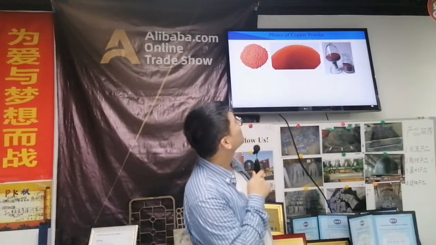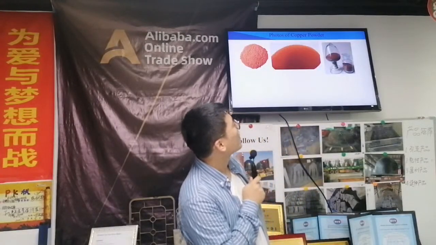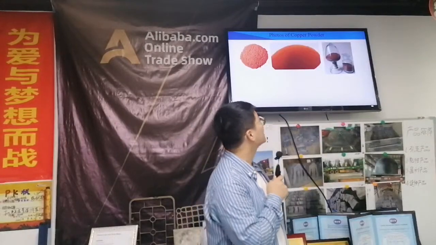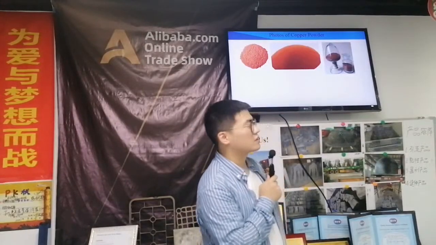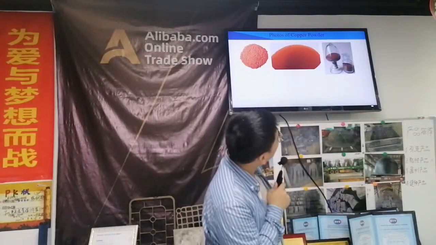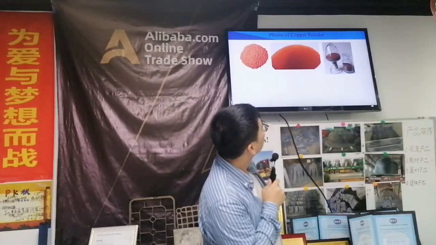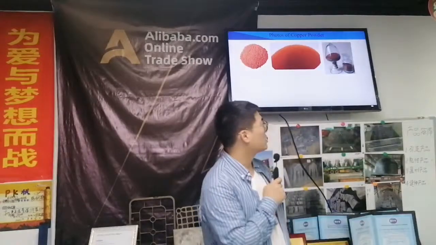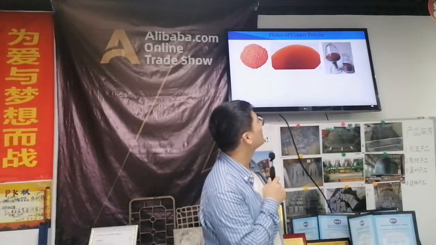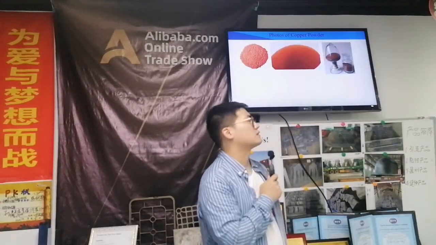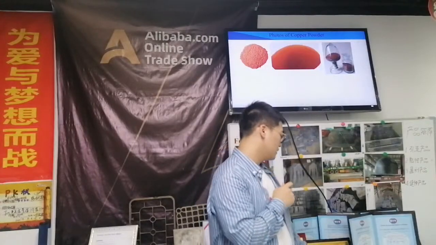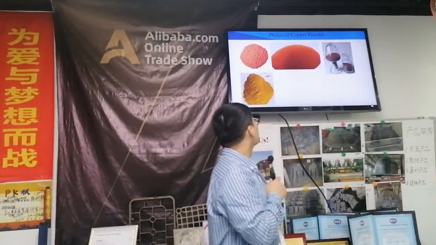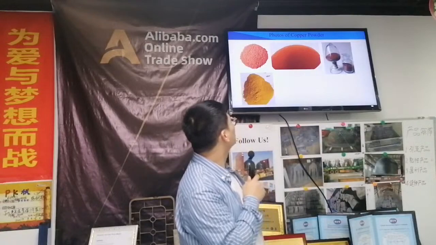And this is also the symbol of our pure copper powders. Due to the light not being bright, maybe you will see the color as brown. In fact, the color in light is red. And the next pictures you can see.